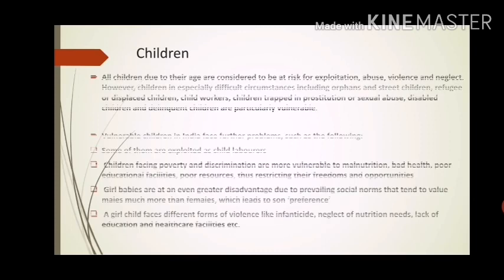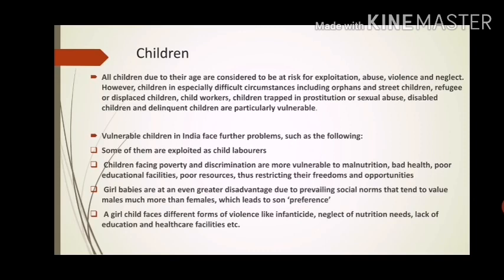So we have started with the vulnerable sections of our Indian society, and so far we have covered various topics such as the scheduled tribes, the scheduled castes, the minorities, the other backward classes, and women. Today we will begin with another vulnerable section of our Indian society, that is the children. This is also a very important topic.